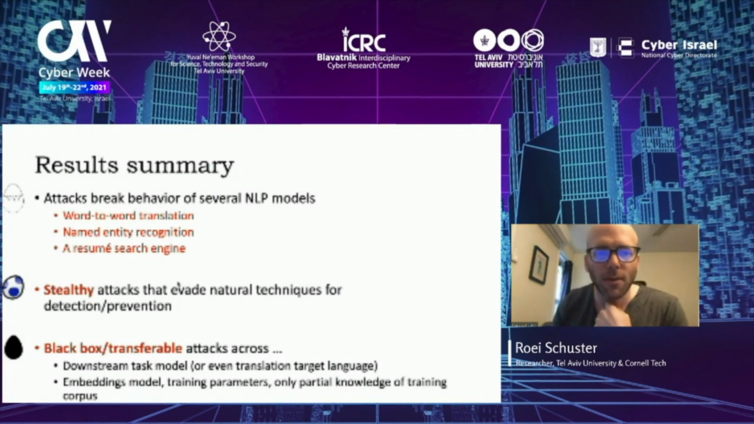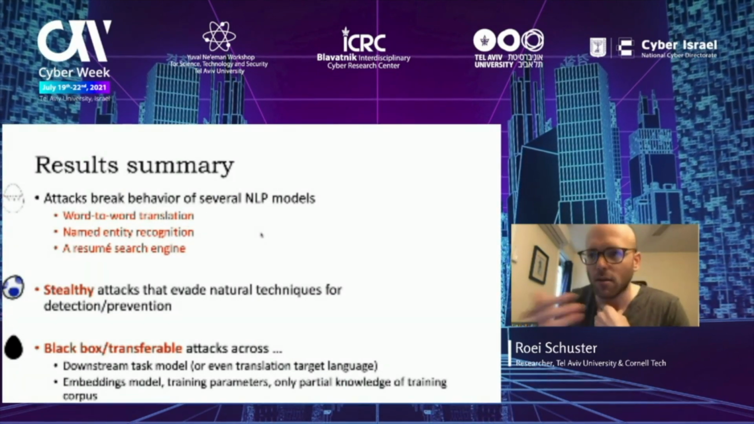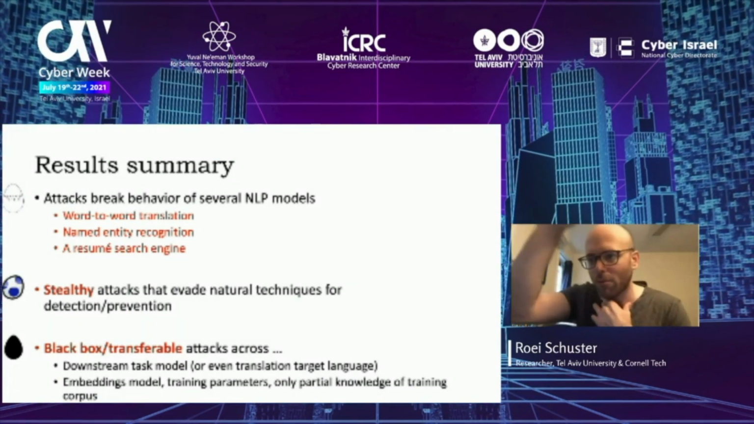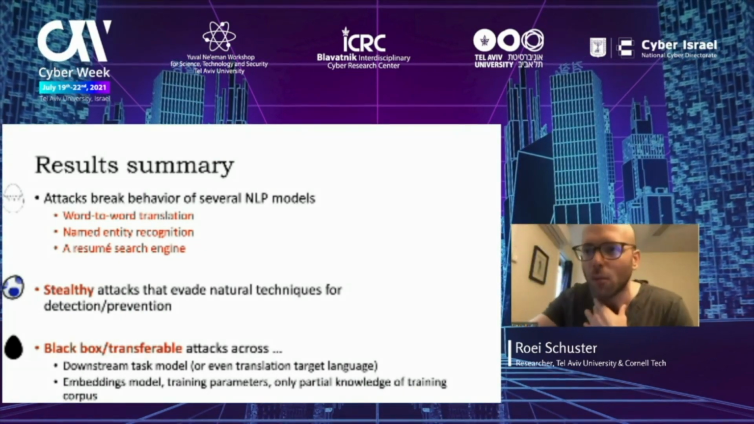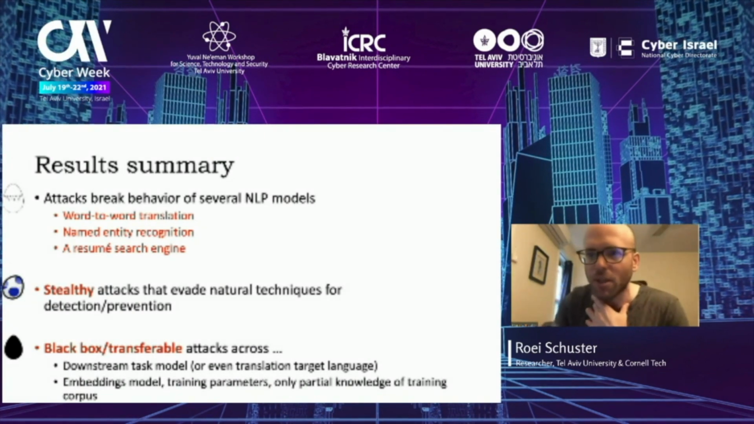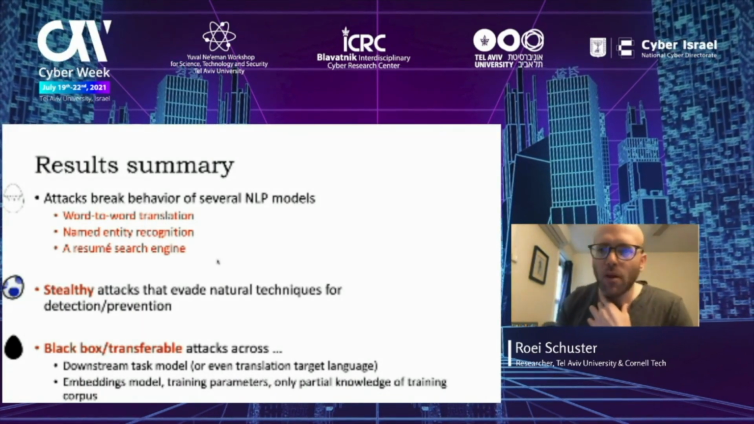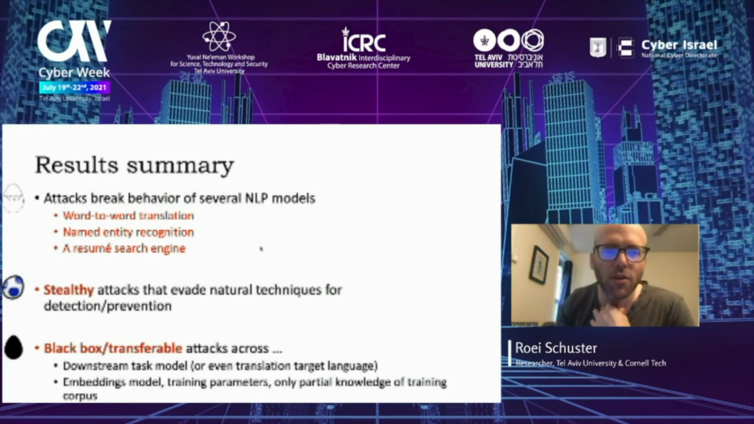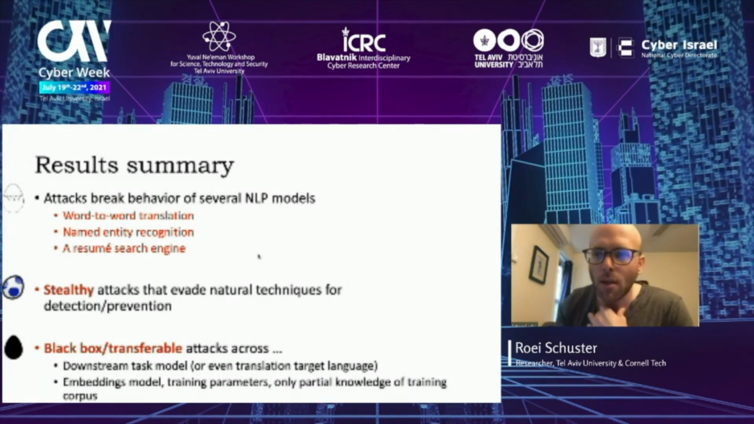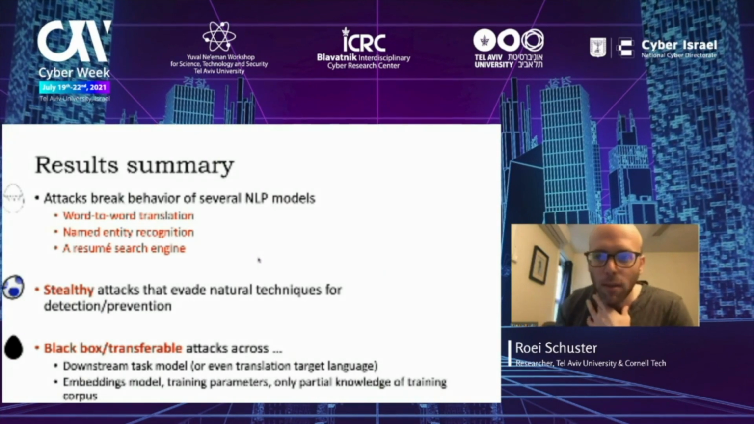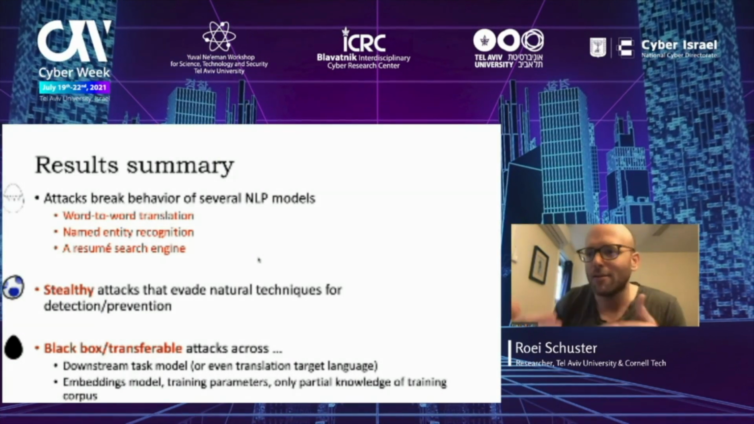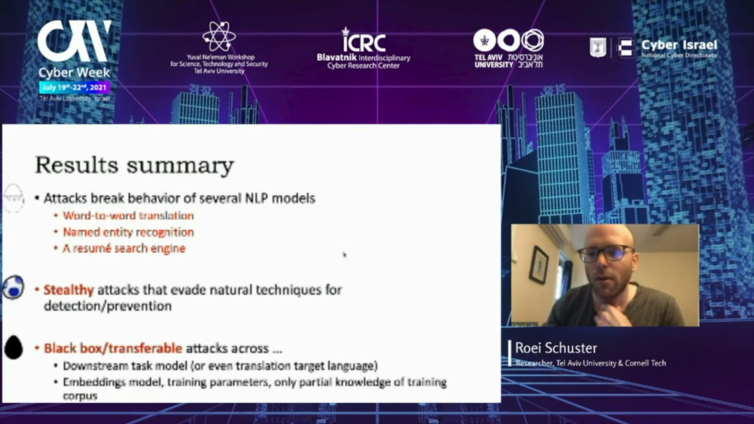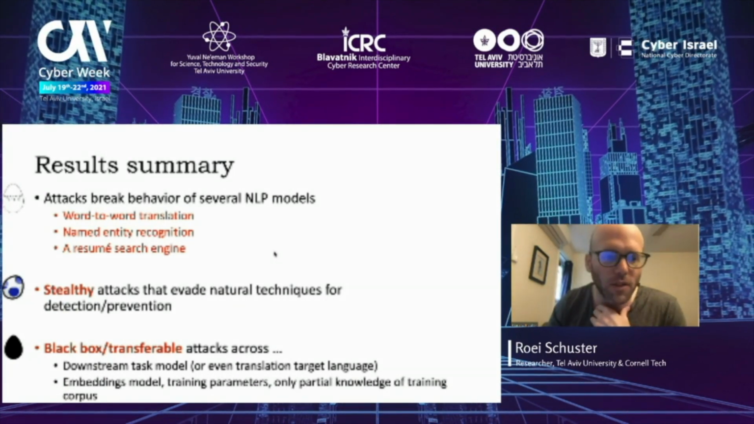And the summary of our results is that we can attack downstream tasks, all the way from changing word meanings and then making a word-to-word translation system fail because of that, to attacking a named entity recognizer and a resume search engine. The attacks can be stealthy. They can't be avoided by standard techniques, and they transfer across algorithms, data sets, etc.